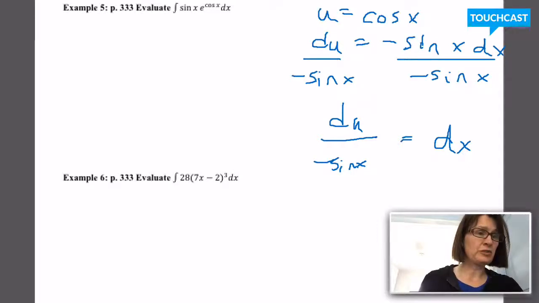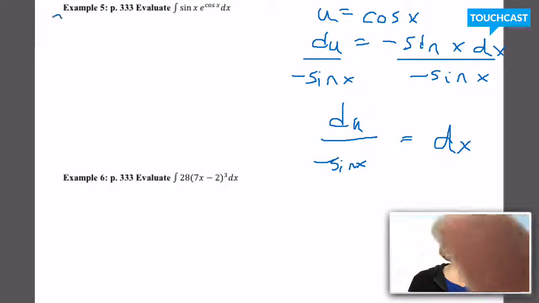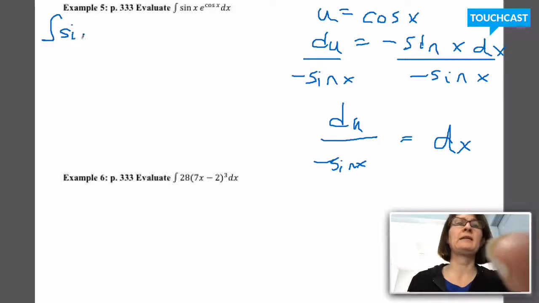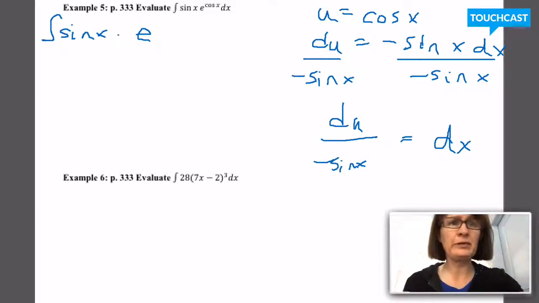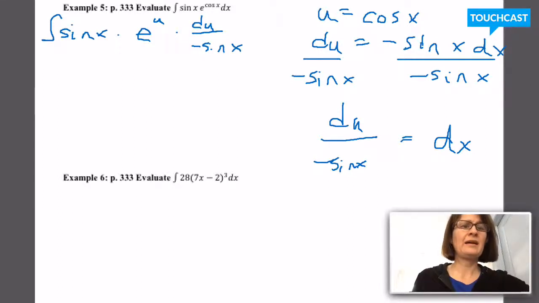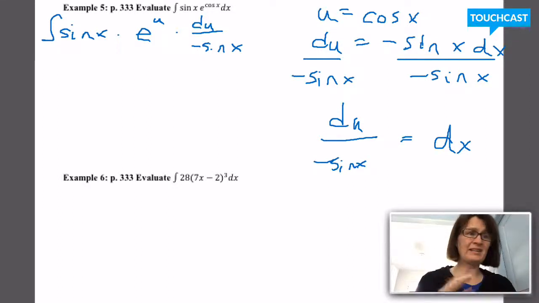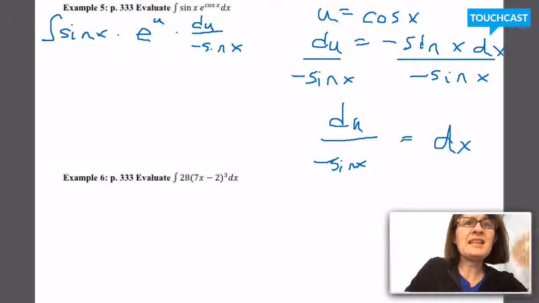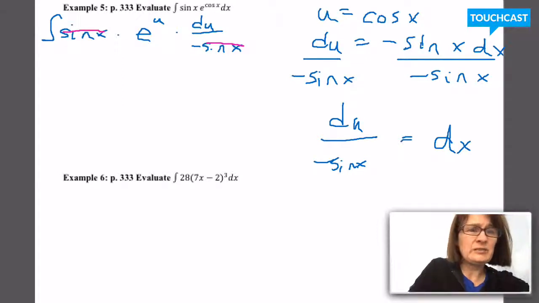Now I'm going to make my substitutions. I used to say the integral of sine of x times e to the, instead of cosine x, I'm going to write u, times dx, which I said is equal to du over negative sine of x. And now I'm going to check. If I can get all the x's to cancel out so that I only have u's left, then I can proceed. So this sine x here is going to cancel with that sine x there, but it leaves behind the negative. The only thing left in my integral is e to the u times a du.